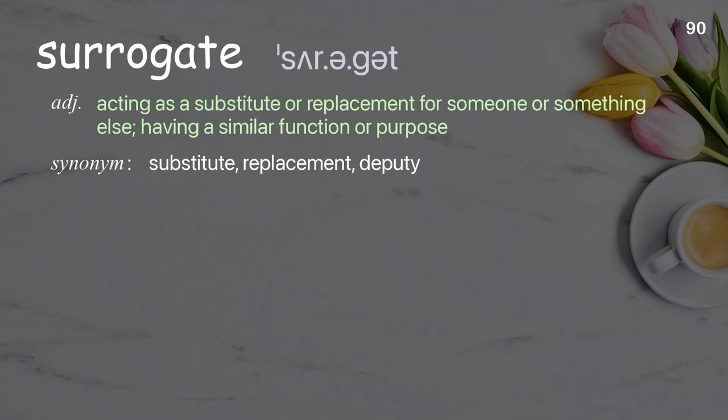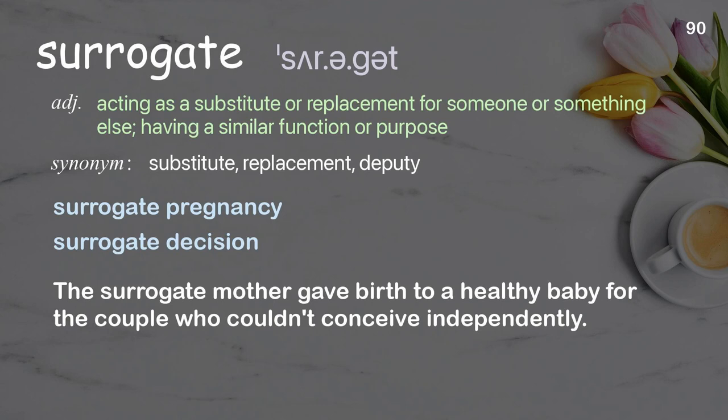Surrogate. Acting as a substitute or replacement for someone or something else, having a similar function or purpose. Examples. Surrogate pregnancy. Surrogate decision. The surrogate mother gave birth to a healthy baby for the couple who couldn't conceive independently.